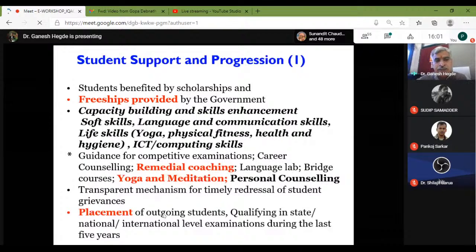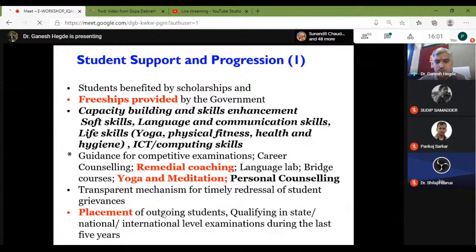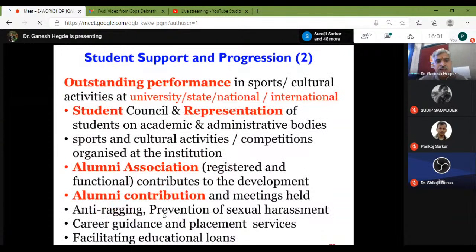Free ships provided, capacity building, remedial coaching, yoga and meditation, personal counseling, placement of the outgoing student, and student council and representation in the various academic and administrative bodies. Suppose you are having the IQAC, my request to the institution is that kindly take one boy and one girl for this.